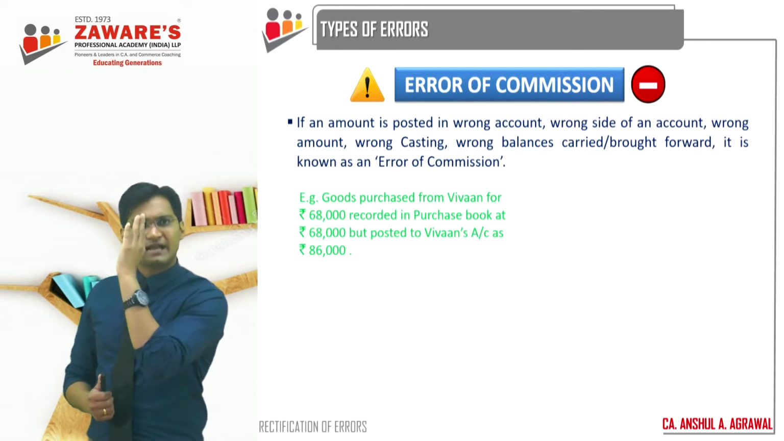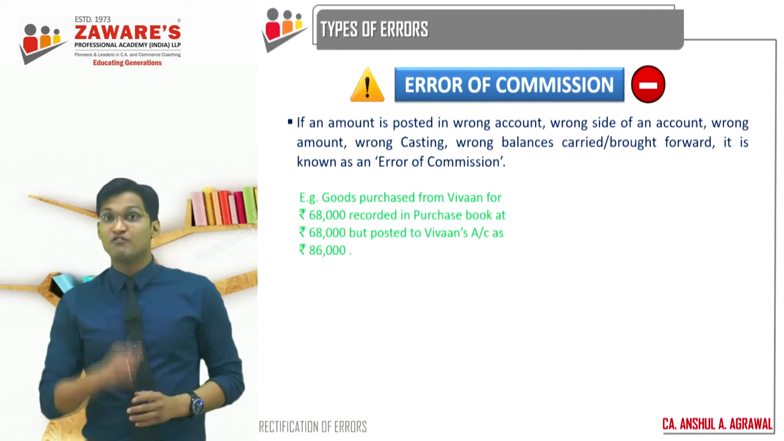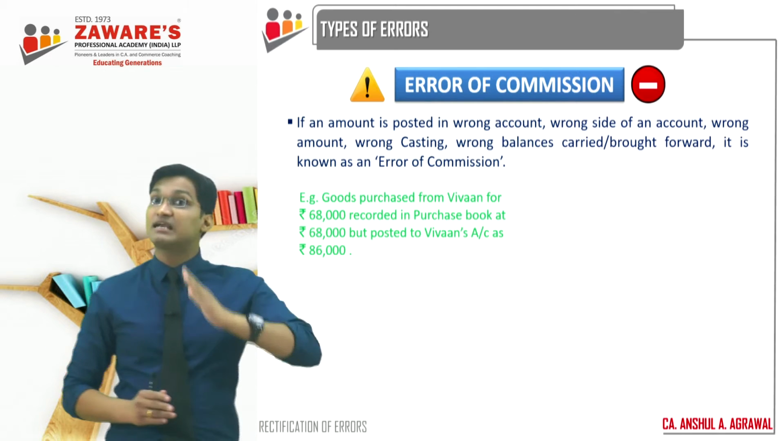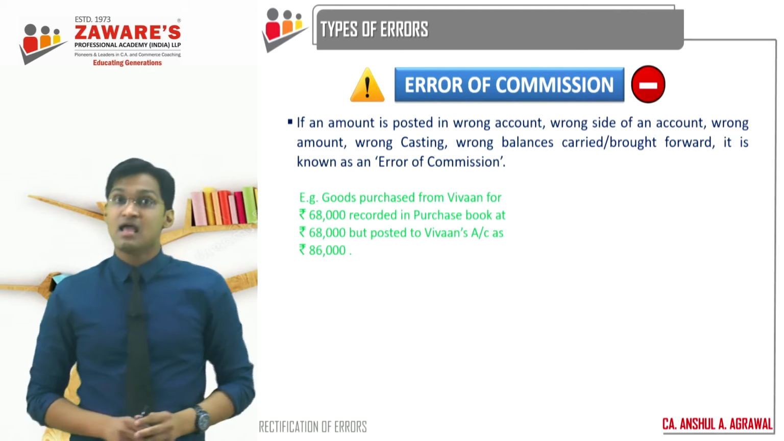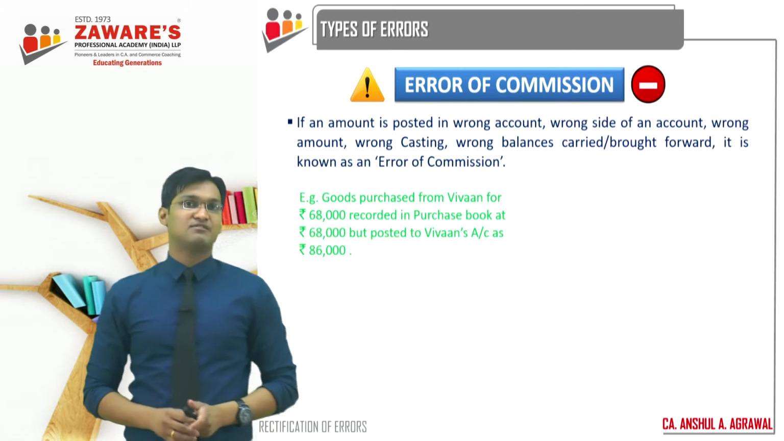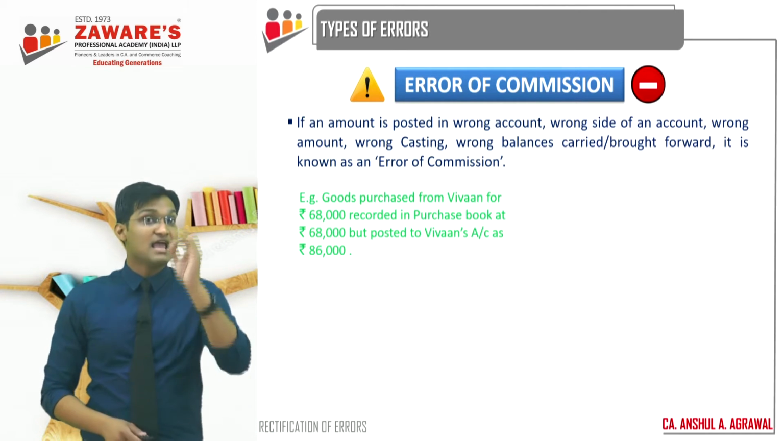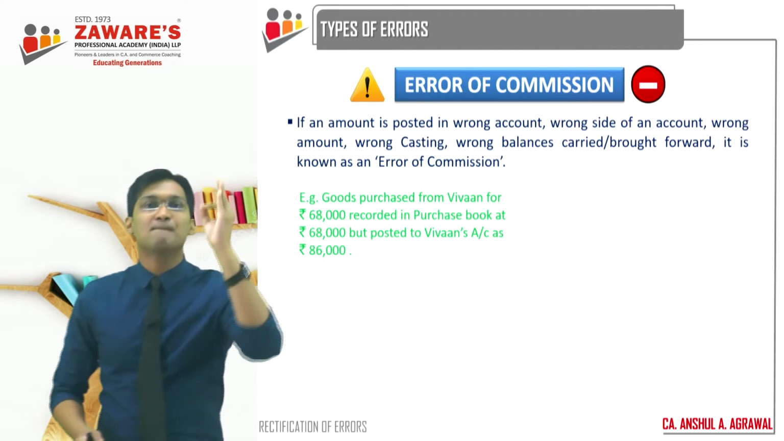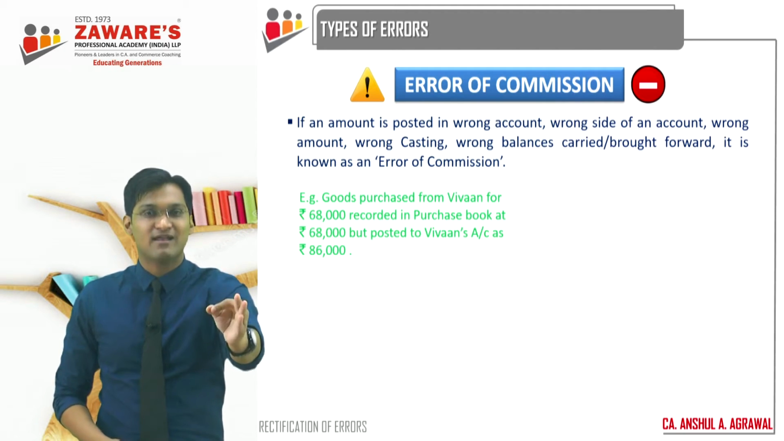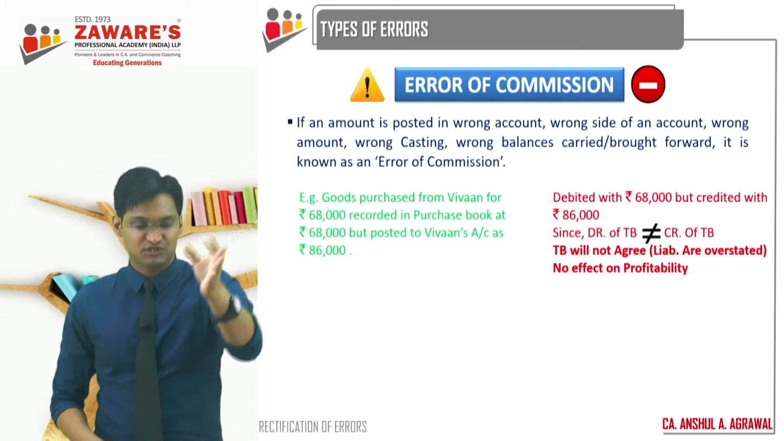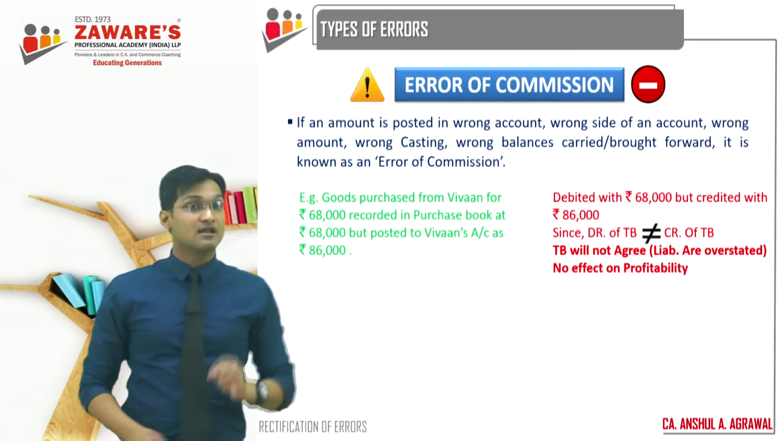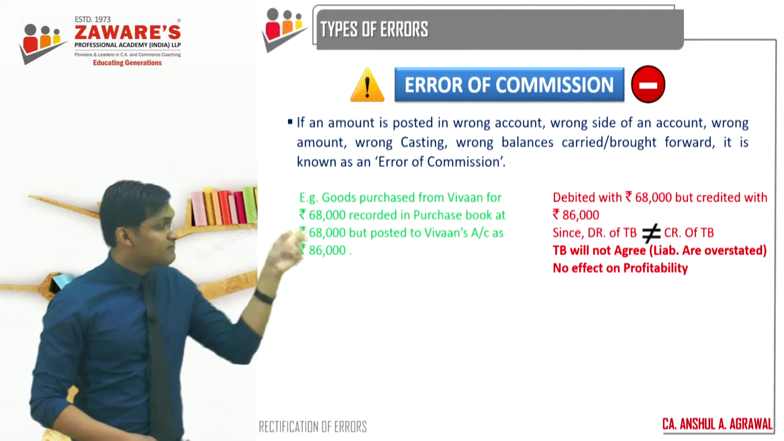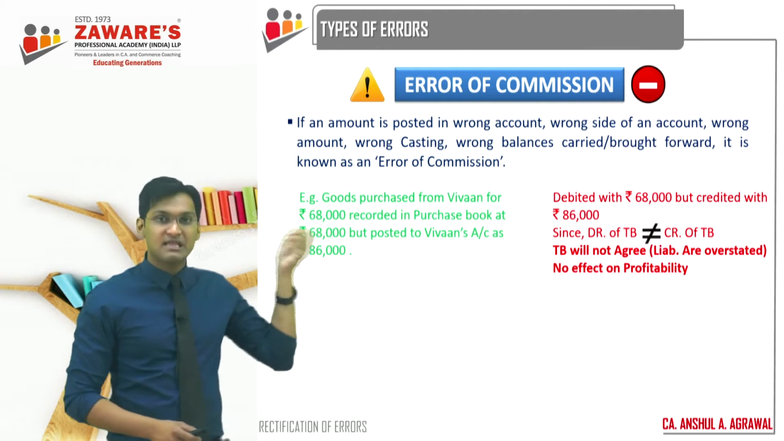Purchase account is correctly debited by 68,000. Vivan's account, which should have been credited by 68,000, has actually been credited with how much? 86,000, excess credited, recording a transaction with the wrong amount. Which type of error? Error of commission. Now what will be the impact of this error? It is debited with 68,000 and credited with 86,000.